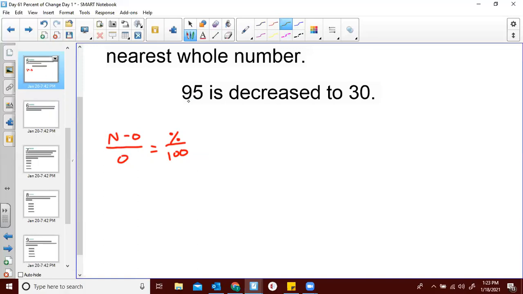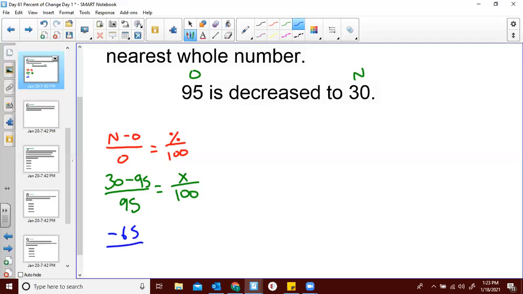95 is decreased by 30. So I'm starting with 95, which is my old number, and decreasing it until we get to 30, which is my new number. Just plug in the values that you know. Remember, we're always looking for percent, and it asks for percent of change. From here, 30 minus 95 gives negative 65, and we'll talk about that in a second.